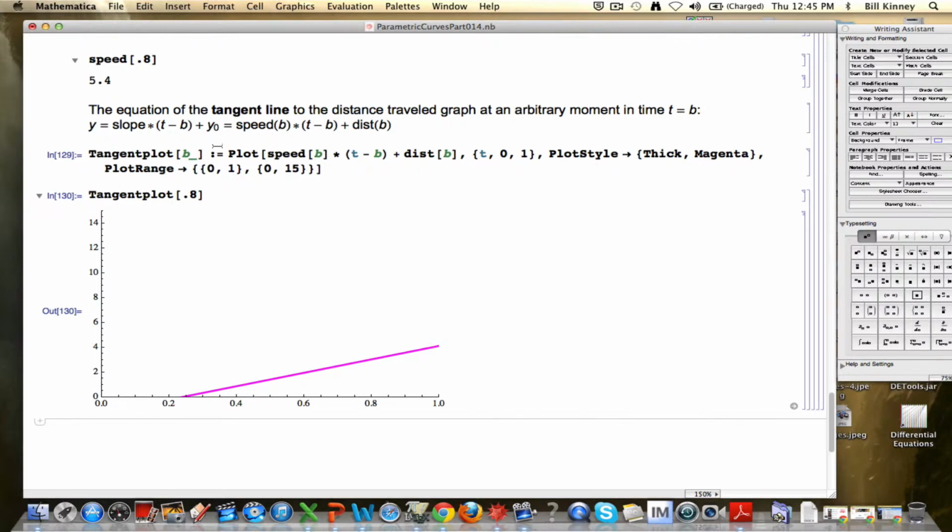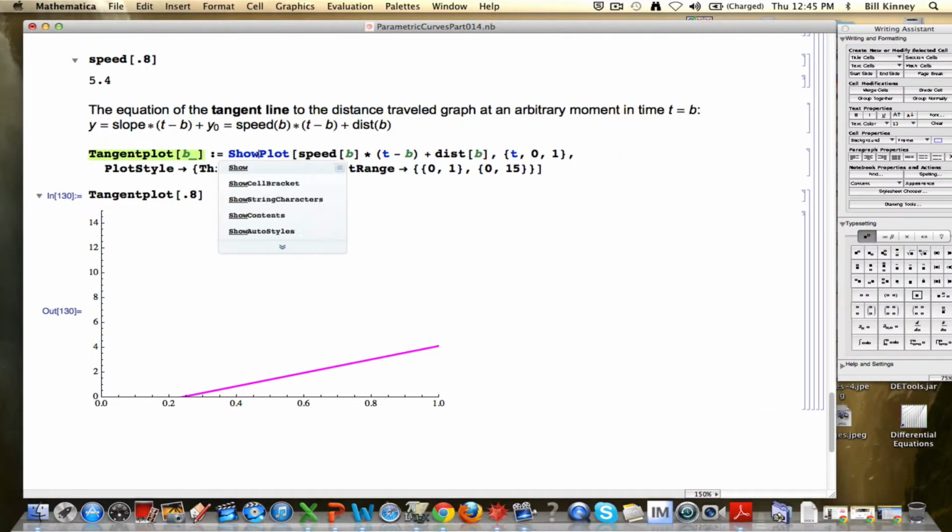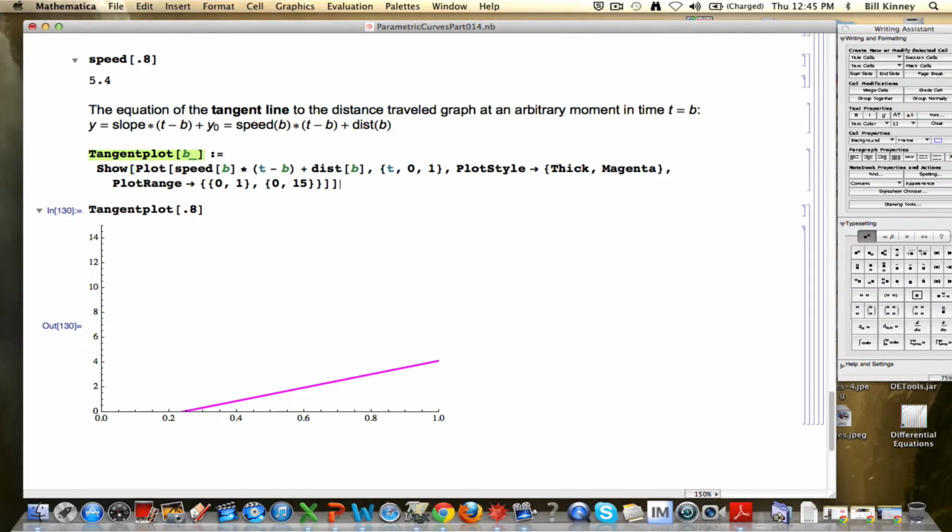I'm actually going to add a little bit more to this. I'm also going to use the show command along with ListPlot to plot the specific point that this is going to be the tangent line to the distance traveled graph at. Remember, ListPlot plots points. This is the syntax we want. The first coordinate, because the animation parameter is going to be b, will be b. And the second point will be dist of b. That'll be the second coordinate of the point.